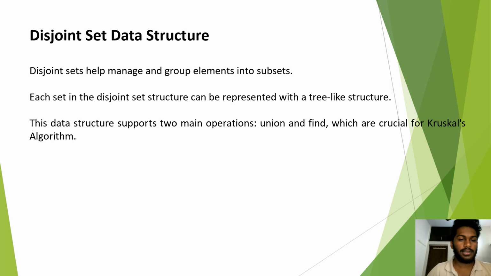Disjoint set data structure. Disjoint sets help manage and group elements into subsets. Each set in the disjoint set structure can be represented with a tree-like structure. This data structure supports two main operations, union and find, which are crucial for Kruskal's algorithm.